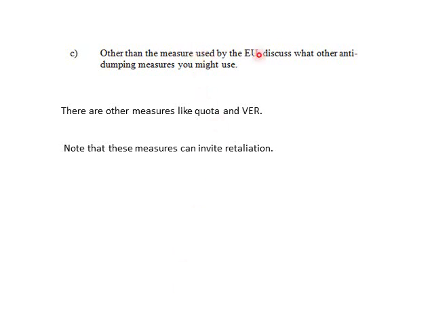Now, what are the other measures that can be used by the EU? We mentioned some other measures in the lecture, like VER, a voluntary export restraint. They control their own exports. That means the US can restrain themselves from exporting to the EU. Or you can use a quota. Now these measures can invite retaliation. That means you can be pressured to use a VER on yourself next time, or they can impose a quota or a tariff on your exports. So measures to restrict trade often can invite retaliation.